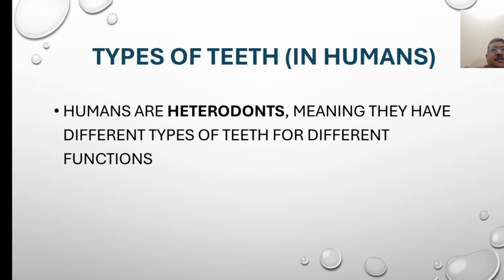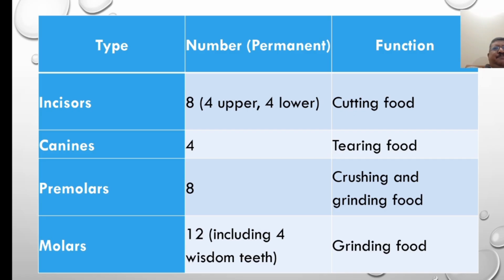Types of teeth. Humans are heterodonts, meaning they have different types of teeth for different functions. For example, incisors, 8 in total, 4 upper and 4 lower, for cutting food. Canines, 4, for tearing food. Premolars, 8, for crushing and grinding food. Molars, 12, including 4 wisdom teeth, for grinding food.